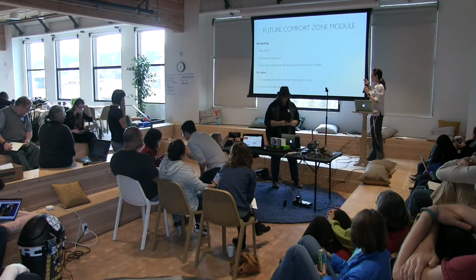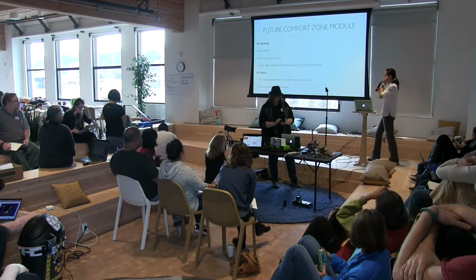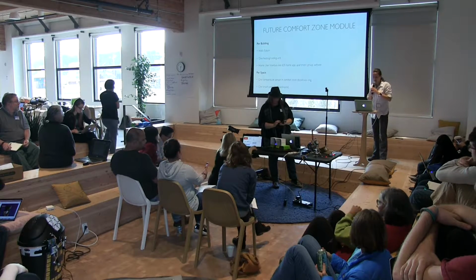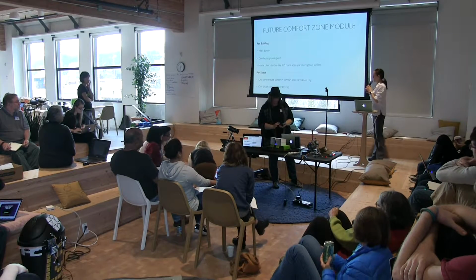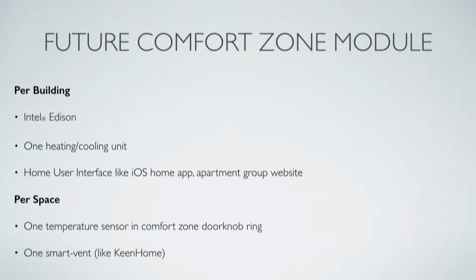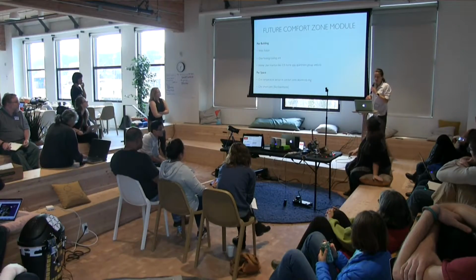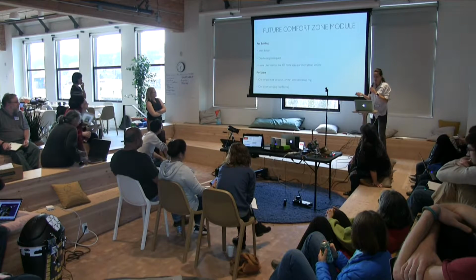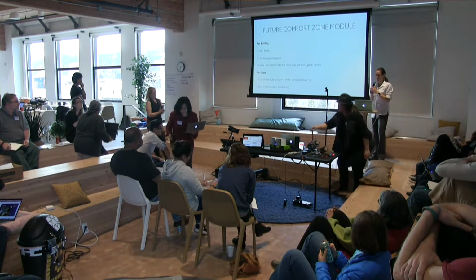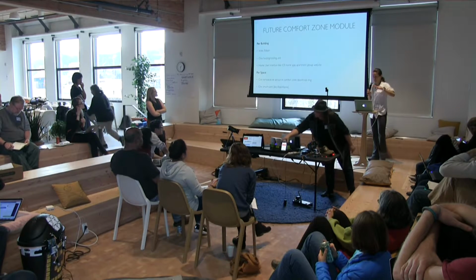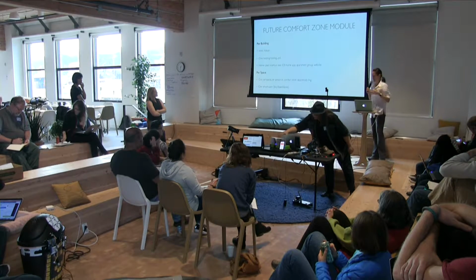This slide is all about the future comfort zone modules, so this is obviously just a prototype. In a building, there would be an Intel Edison, one heating cooling unit, and an iOS home app or apartment group website where people could set their preferred temperatures in different spaces. Then per space, there would be one temperature sensor, and we were thinking of putting it in a little doorknob ring or something, a pretty form factor. And then something like a smart vent, like Keen Home, which is on Shark Tank currently, that will actually change the vent automatically with a motor.